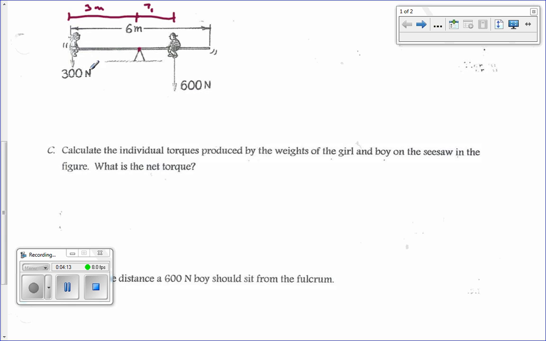The girl is applying 300 newtons of force. The boy is applying 600 newtons of force. We have a balanced torque situation here. The torque on one side of the seesaw is equal to the torque on the other side of the seesaw. So torque 1 equals torque 2.